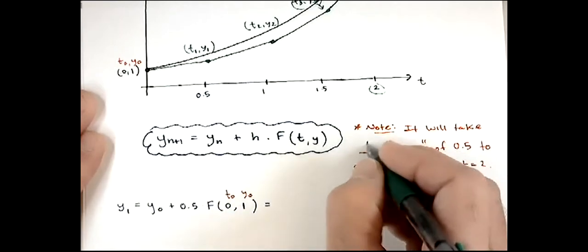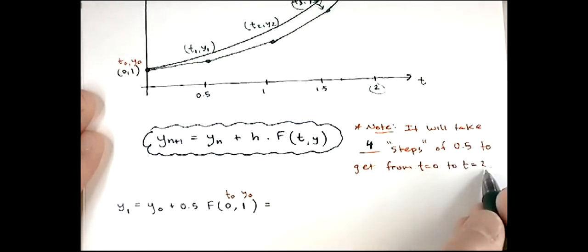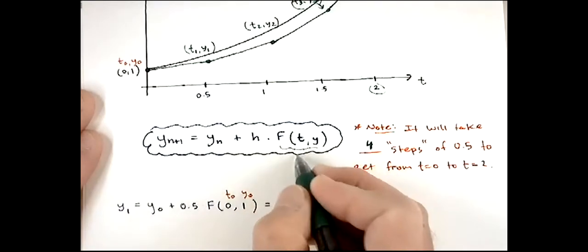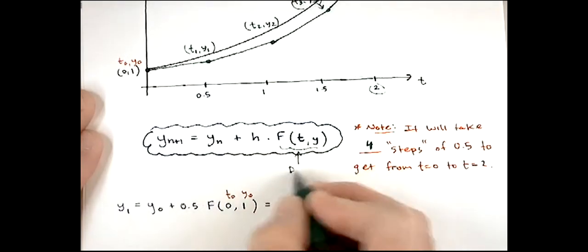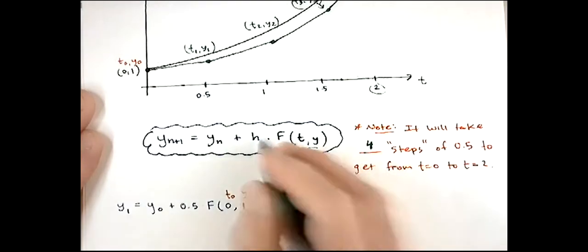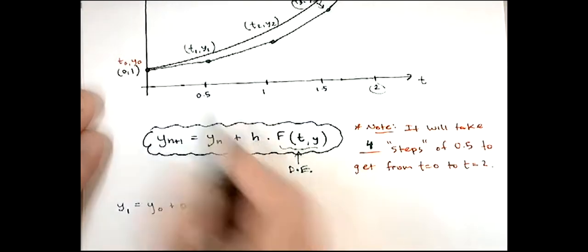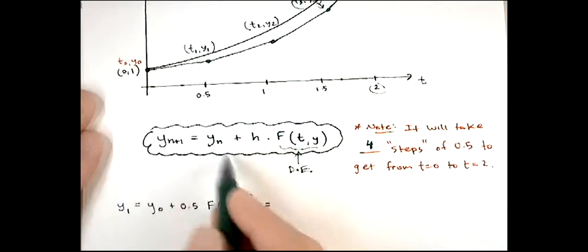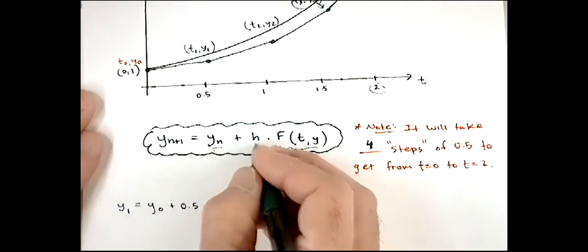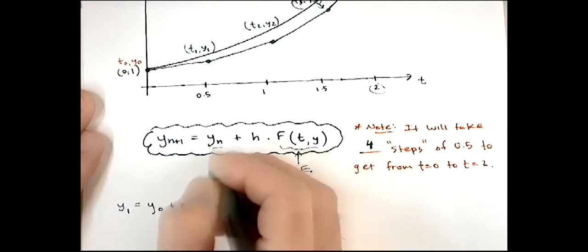I left this blank here because you were supposed to figure out that it takes 4 steps of 0.5 to get to 2, right? If you start at 0. And then this is my differential equation. This is what's going to give me my new slope, my updated slope. And this tells me to follow it for 0.5 units long from my previous spot, right? Previous spot, how long I follow it, what's my new slope?